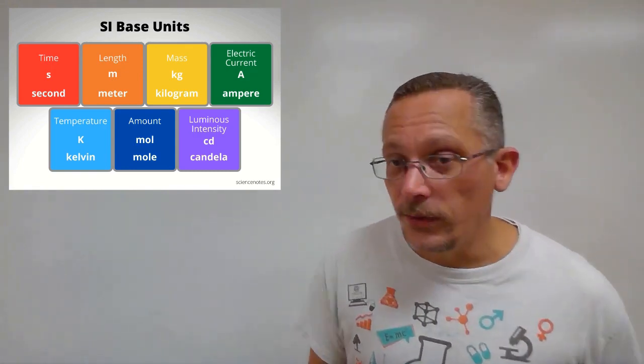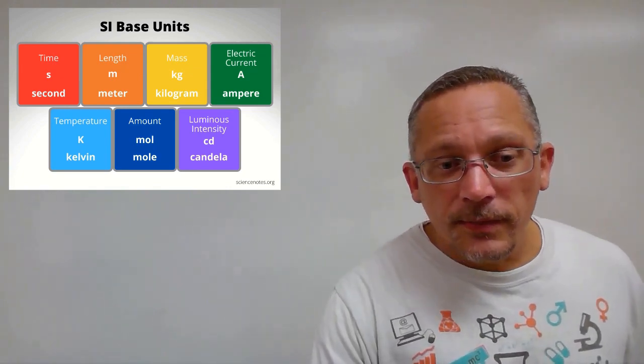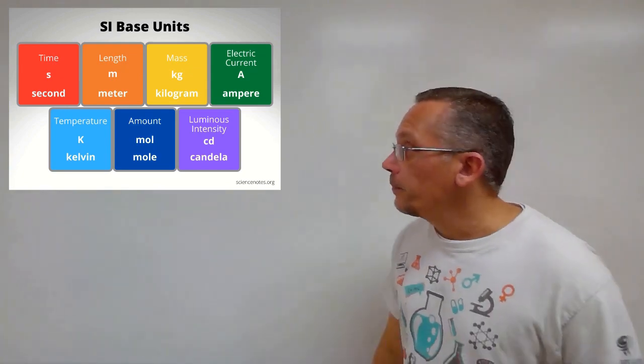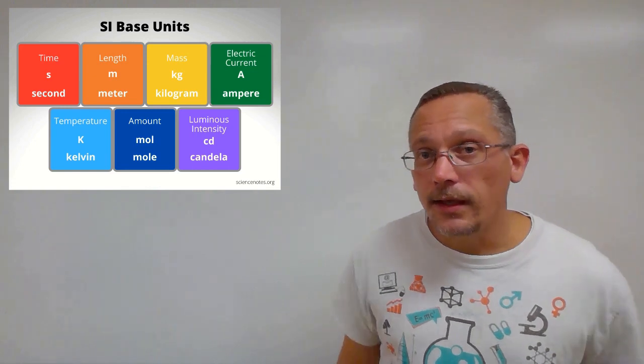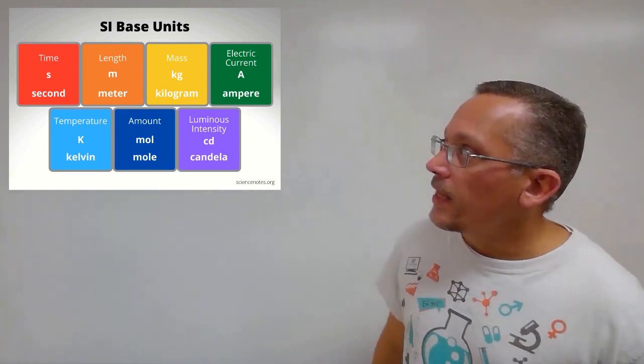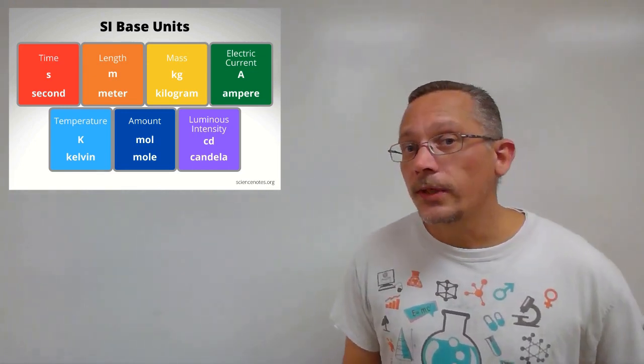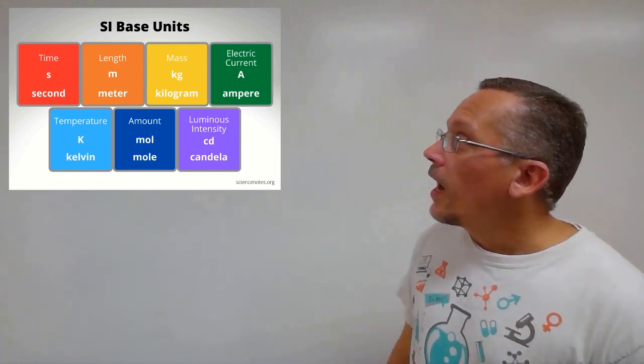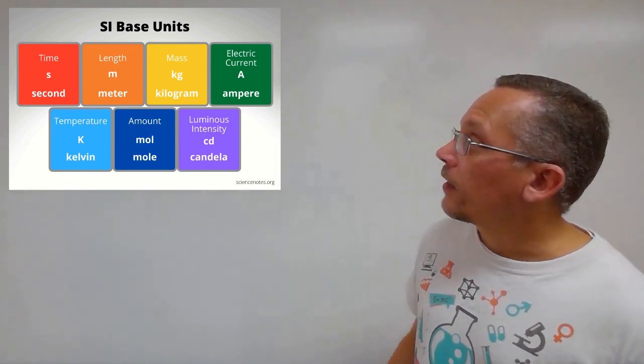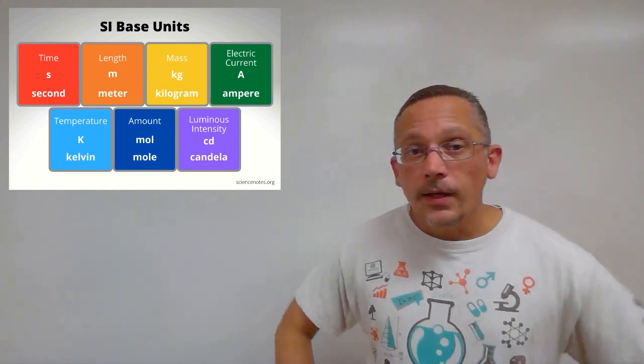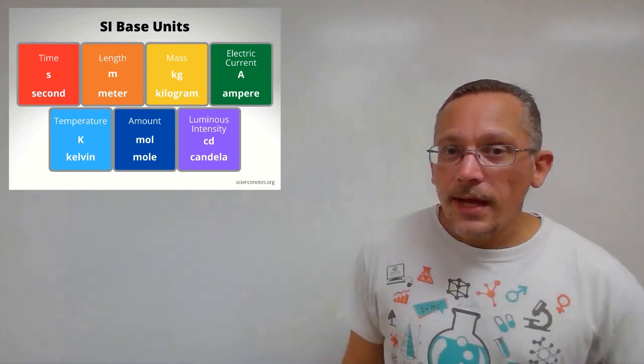These are called the base units, okay? And there's only 7 of them. You can see time is measured in seconds. The second is a base unit, and check it out, second is abbreviated with the lowercase s. Lengths are measured, like I was just talking about, in meters. The meter is abbreviated with a lowercase m.